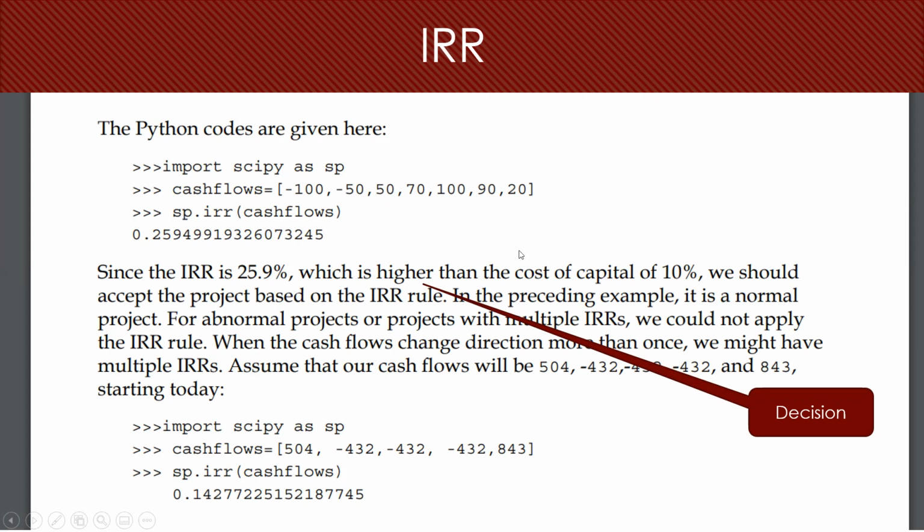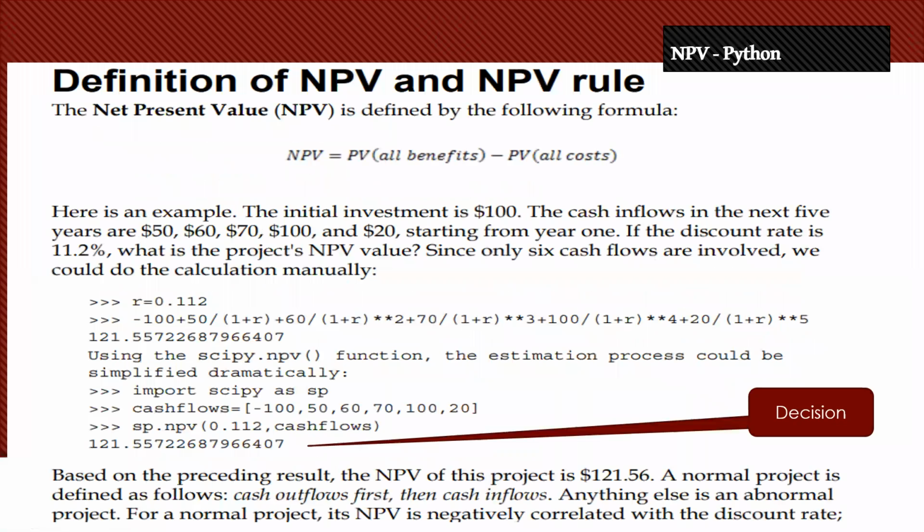Simple thing. If the IRR is higher than the cost of capital, we can accept. If it is less than the cost of capital, we have to reject. That is the decision making from the IRR. We have discussed it in the case of Excel. Here we are using Python. That is the difference. Same thing.